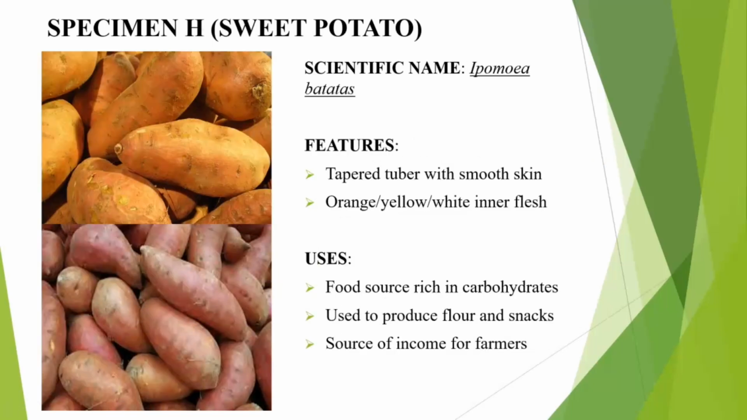So the next specimen is a sweet potato. For the sweet potato, again, they could tell you to identify. Identify simply means what is the name of the specimen that you can see. So the name of specimen H will be sweet potato. Next, they could move on to ask you to tell them the scientific name. And the scientific name for sweet potato is Ipomoea batatas. Again, the first name should start with a capital letter and the second name with a small letter.